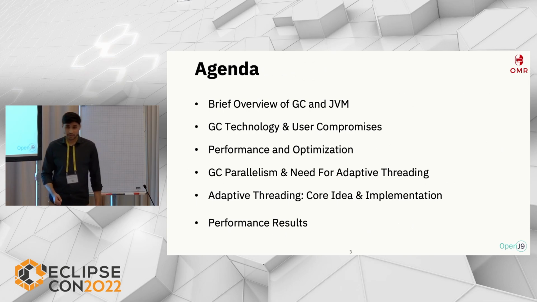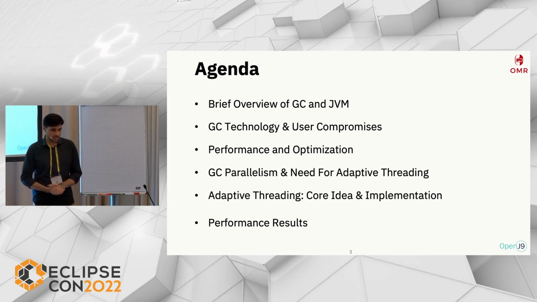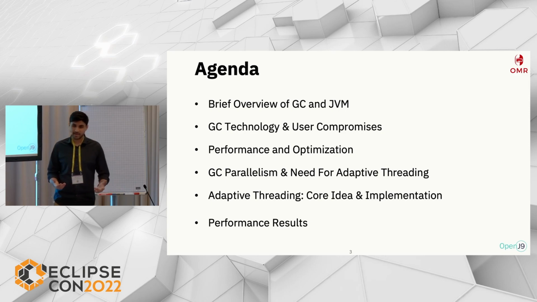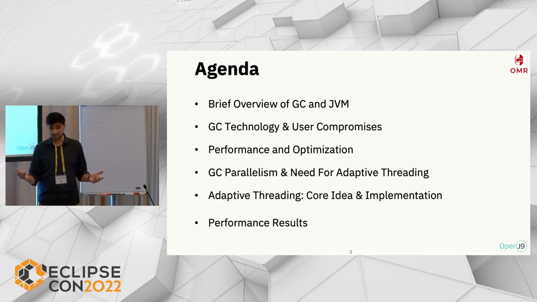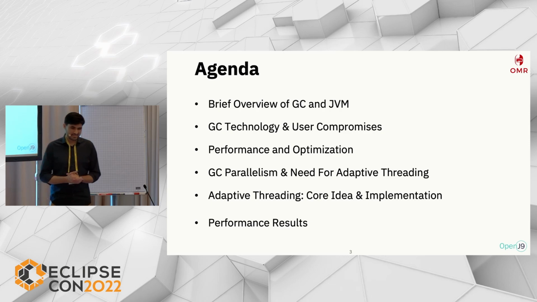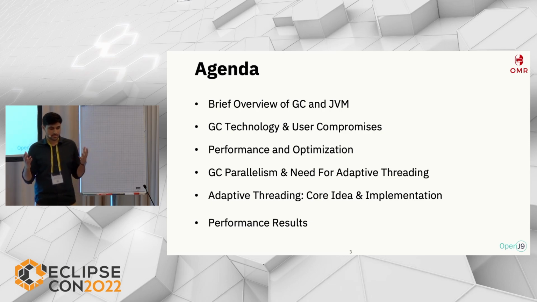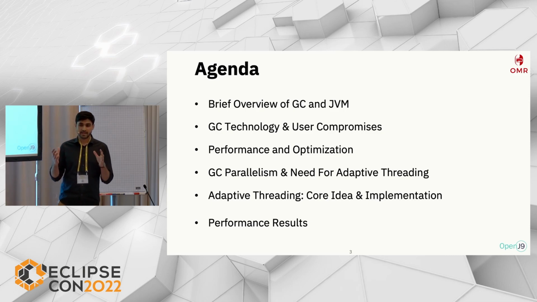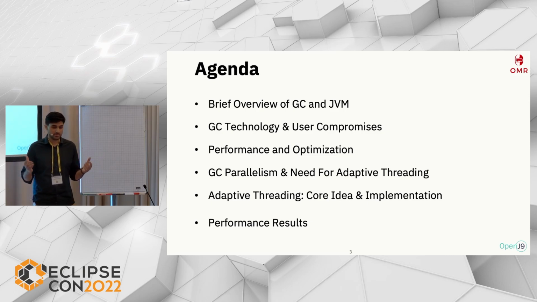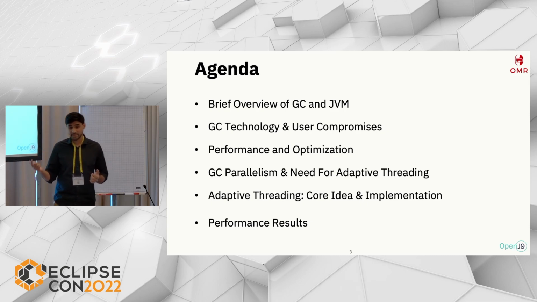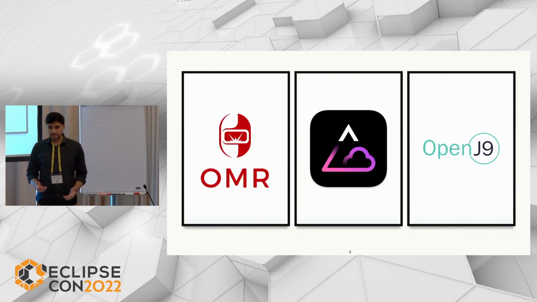All right, so the agenda for today, we'll start off with a brief overview of garbage collection. I assume everyone has some sort of idea, but I'll throw a slide or two up just to get everyone up to speed. Then we'll look at GC technology and how it's designed to accommodate various use cases and how it's designed to make trade-offs. And then we'll take a deep dive into performance and optimizations. And then we'll zero in onto GC parallelism and talk about what it means to garbage collection tasks. And then we'll see how the Goldilocks dilemma emerges. And that really showcases how this need for adaptive threading came about. And so we'll talk about the core idea behind it, some implementation details, and then we'll finish things off with some performance results.